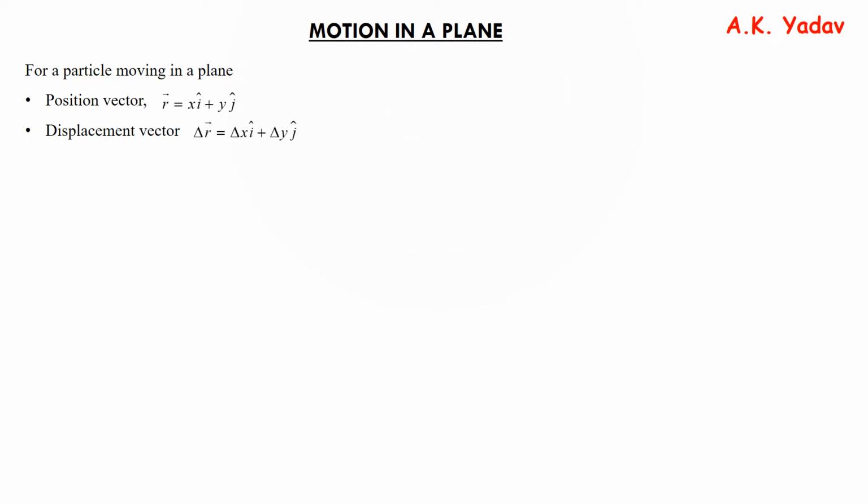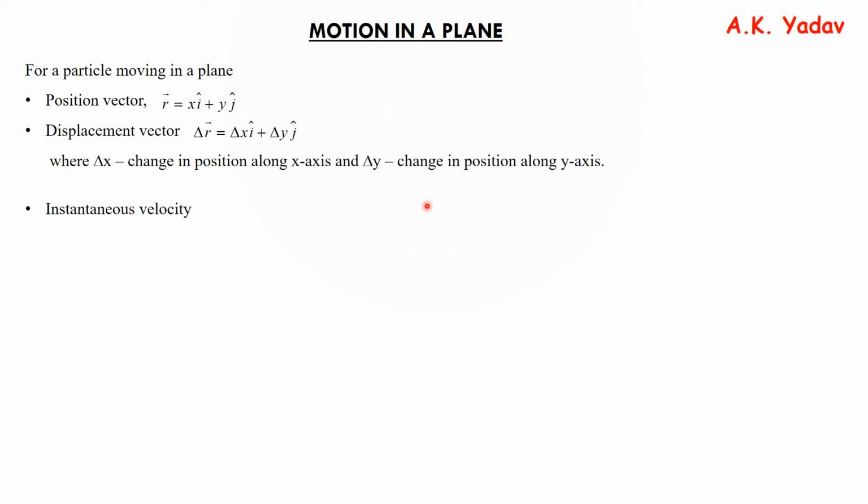So now we will understand the concept of motion in a plane. For a particle moving in a plane, the position vector r is equal to xi plus yj. The displacement vector delta r is equal to delta x i plus delta y j, where delta x is the change in position along x-axis and delta y is the change in position along y-axis. We know about instantaneous velocity, which is v equals limit delta t tends to 0 of delta r by delta t, or it can be written as dr by dt.